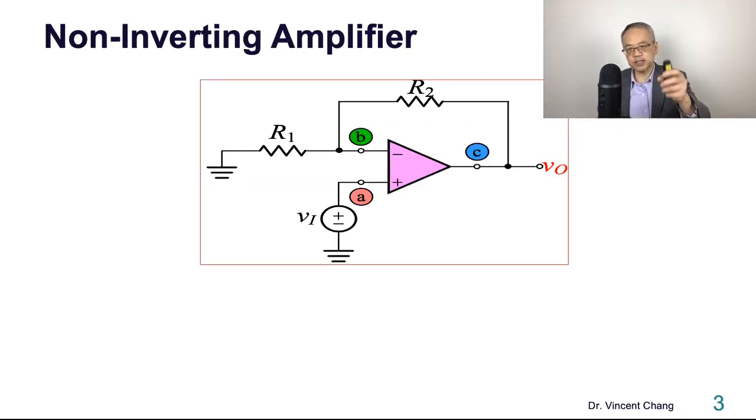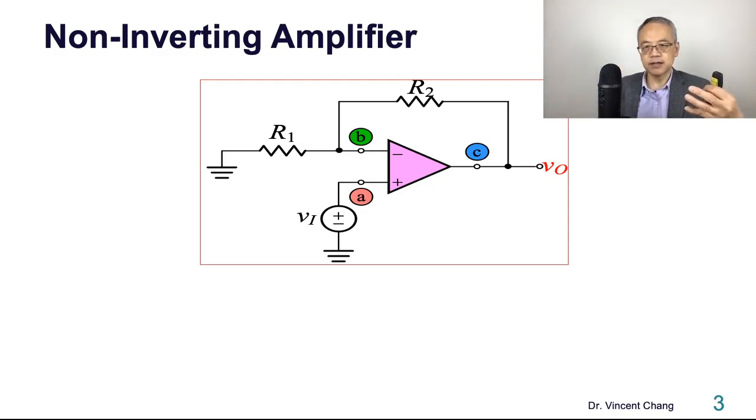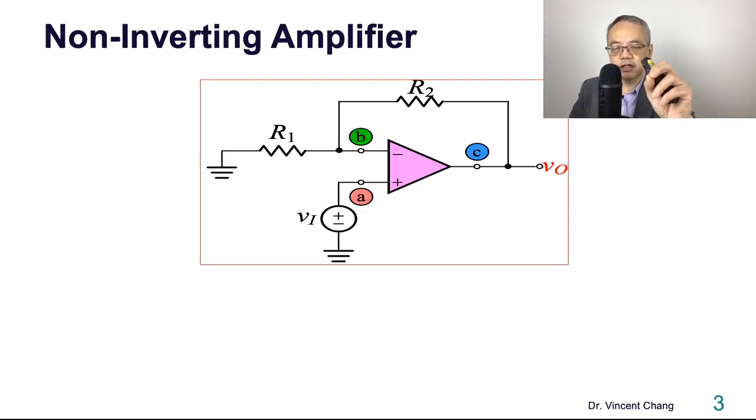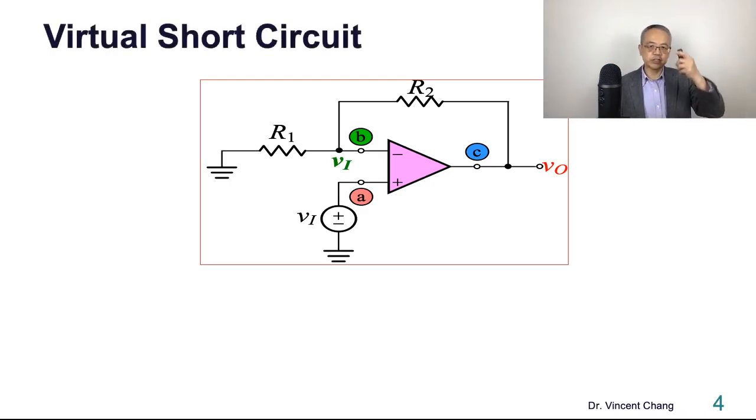So now let's focus on the non-inverting amplifier. Again, the Vi goes into the non-inverting terminal. Still, it's the negative feedback connected between the inverting terminal and the output terminal. So first is the nature of the virtual short circuit. If the op-amp is ideal, in the ideal case, the open loop gain A is infinite.